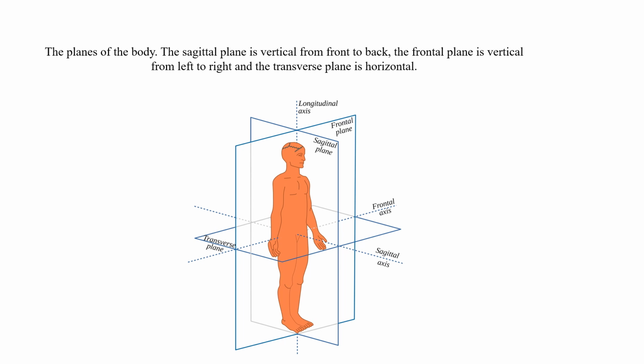This figure illustrates the planes of the body. The frontal plane divides the body into front and back portions, and the sagittal plane divides the body into left and right portions, whereas the transverse plane divides the body into upper and lower portions.